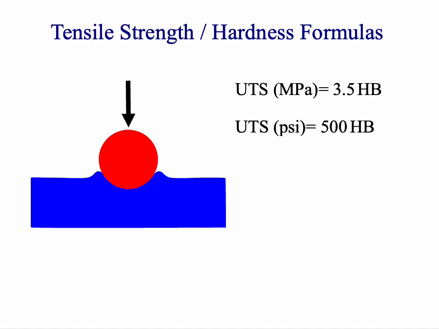Cast irons are much weaker in tension than in compression, so the relationship doesn't work so well for cast irons. If you want to correlate cast iron hardness with some kind of ultimate property, it would be ultimate compressive strength, not ultimate tensile strength.